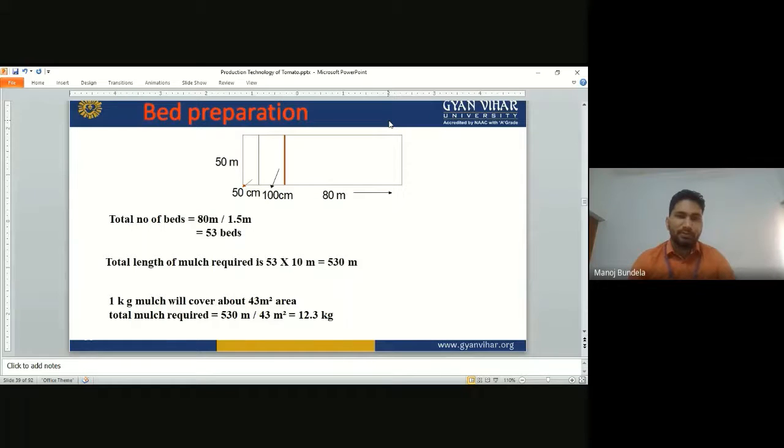So bed preparation means the height of the bed, normally we will take the height as 50 centimeter. The total length of the bed is 15 into 10 meter, means 530 meters. 1 kg mulch will cover 43 meter square area. Total mulch required is 12.3 kg.